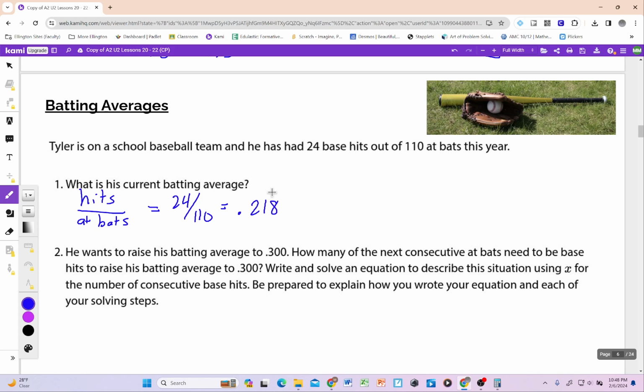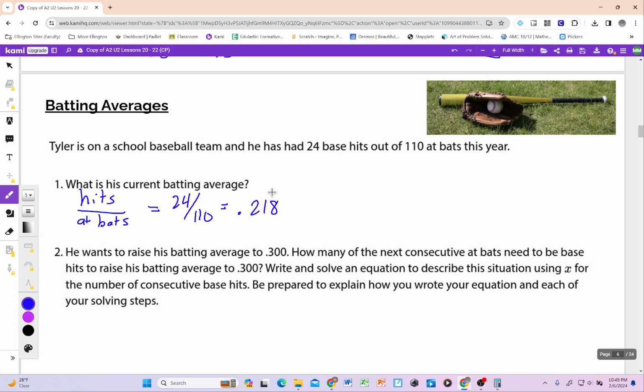Ooh, sounds like a lot, doesn't it? Because he's already had 110 at-bats, right? And he's got to raise his batting average almost 50%. That seems like we're going to need a lot of hits. But let's find out. So how many hits would you predict that he would need? 30, 40? In order to raise it to 300? Let's find out. Okay. So we need to write and solve an equation to represent the situation.